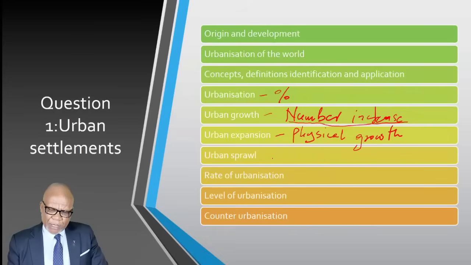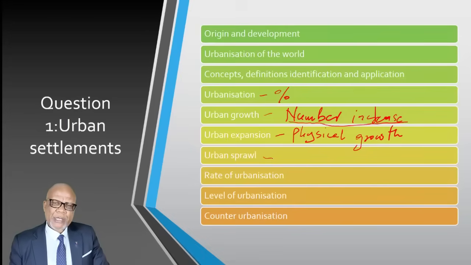Then we have urban sprawl. Urban sprawl is an uncontrolled growth of urban area, or uncontrolled expansion of urban area. We call that urban sprawl. Then we have rate of urbanization. So what is rate of urbanization? It simply refers to the speed at which urbanization is taking place.